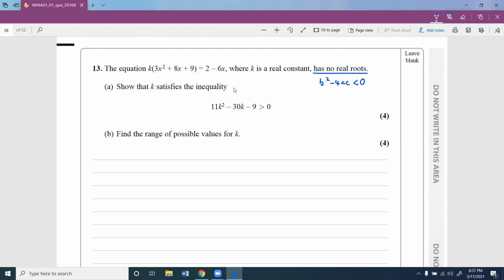Initially, you have to formulate this into the form of a quadratic equation. Initially, I just expand this bracket. So you can say 3k x squared plus 8k x plus 9k. Then take both these terms to the other side: minus 2 plus 6x equals 0. Our objective is to convert this into the form of a quadratic equation. So you can say this is 3k x squared plus 8kx. I write this other x term also over here: 6x plus 9k minus 2 equals 0.